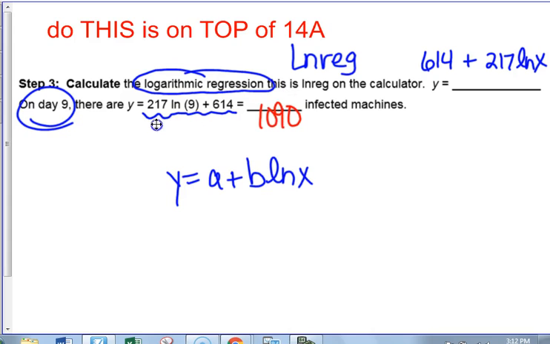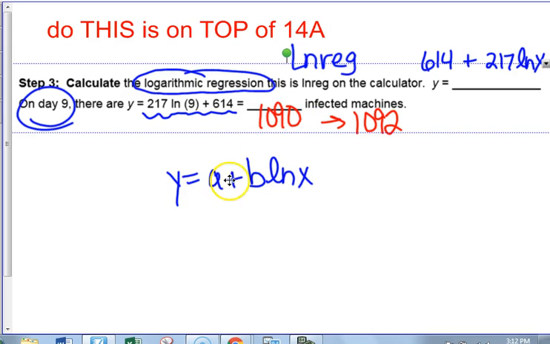Yeah, I think if I use my rounded one, I get like 1090. You got 1092? Is that what you said you got? Somewhere in there? Okay. I want to go back and talk about this question.